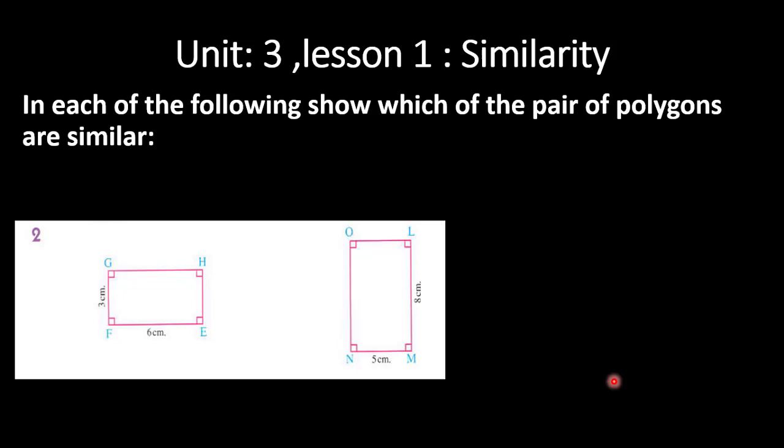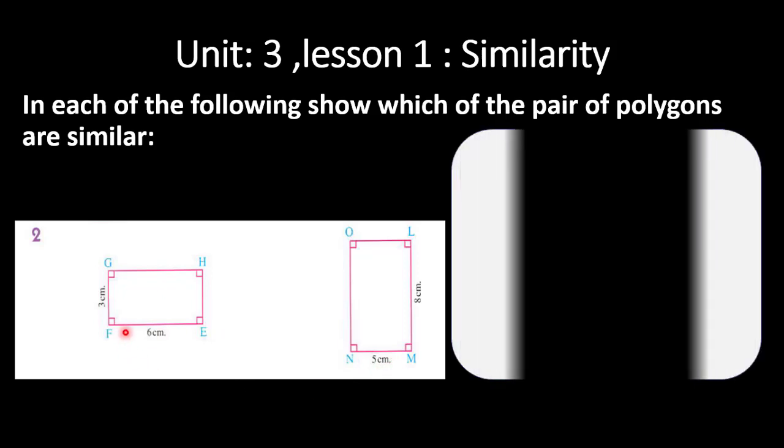What about this rectangle? Here we have the corresponding angles equal because in a rectangle all the angles are right angles. But let's see the ratio between sides. Here, for example, length over length, 8 over 6, will be 4 over 3. What about width over width, 5 over 3? So they are not equal.